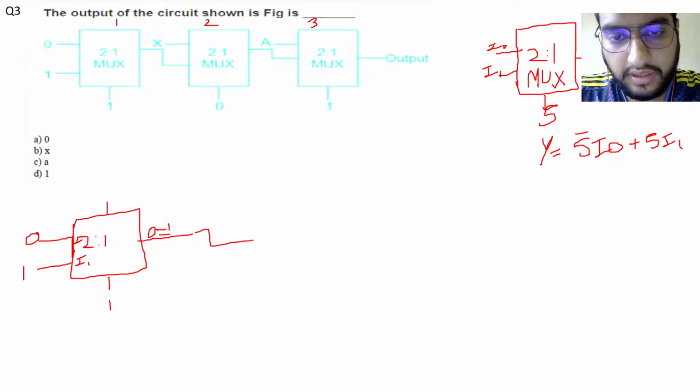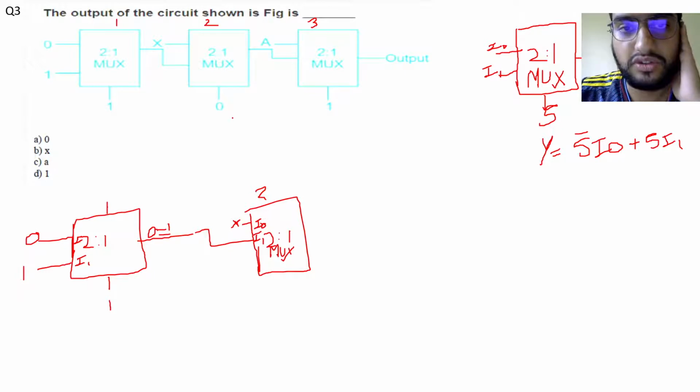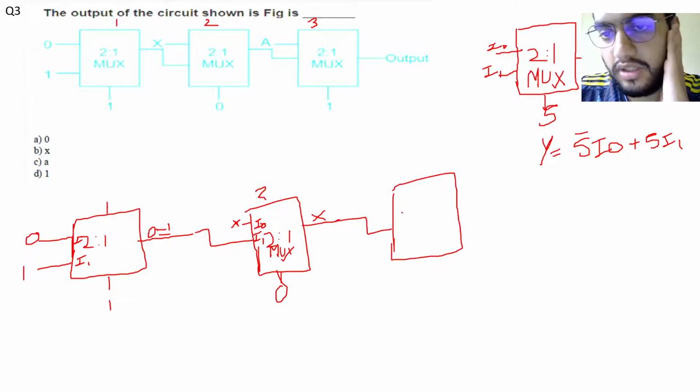Now this is connected to another 2:1 mux, which I have labeled as 2. It is connected to the I1 data line, and at the I0 data line we have the input X. The select line has a value of 0, so when S is equal to 0, I0 is given as output, so our output will be simply X. Now X is given to another 2:1 mux, which I have labeled number 3, and here is the output we need to find.